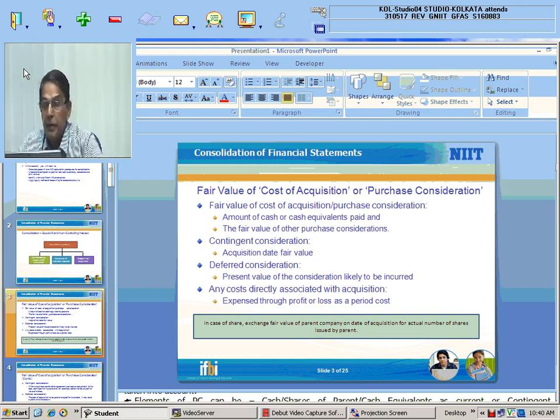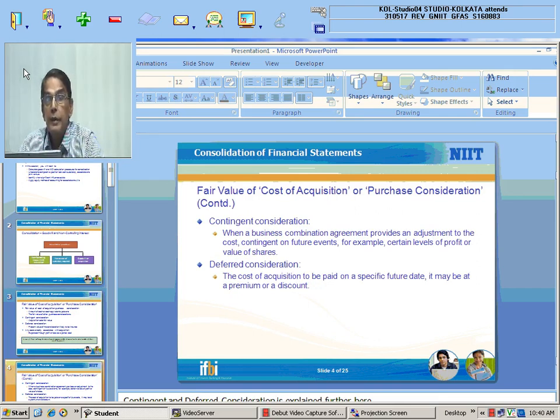So contingent consideration arises when a business combination agreement provides an adjustment to the cost contingent on future events. For example, certain levels of profit or value of shares. So the agreement between the acquiring company and the shareholders of the acquired company who are selling their shares to the acquiring company provides for some adjustment to the purchase consideration contingent on future events like certain levels of profit earned by the acquired company or certain value of shares. If that contingency is fulfilled, then only that adjustment to the purchase consideration will be made. This is called contingent consideration.